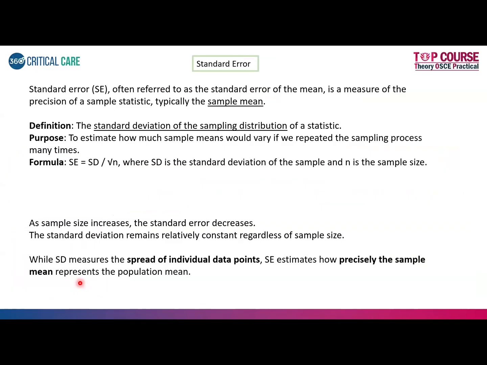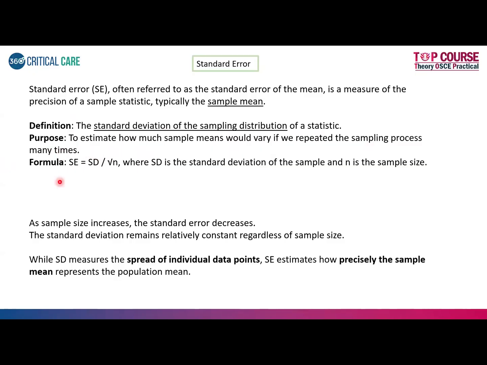Coming to the standard error, as we have defined earlier, it is often referred to as the standard error of the mean, and it is a measure of the precision of a sample statistic, typically the sample mean. Definition: the standard error is the standard deviation of a sampling distribution. In a standard deviation, we take a single sample, say 10 people, and get a mean. But in a standard error, multiple of those means are taken and a sampling distribution is created, to estimate how much sample means would vary if we repeat the sampling process many times.